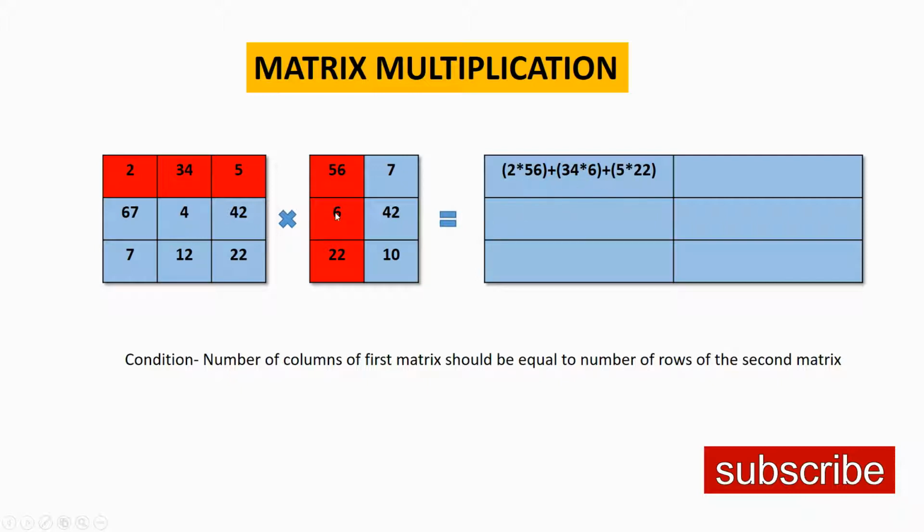Once we perform this operation, we are going to move to the second column of the second matrix. You can see over here, we have moved to the second column, so first row second column, and then we will perform the same operation, that is 2 into 7, plus 34 into 42 and 5 into 10, and that we are going to store in the first row second column of the third matrix.